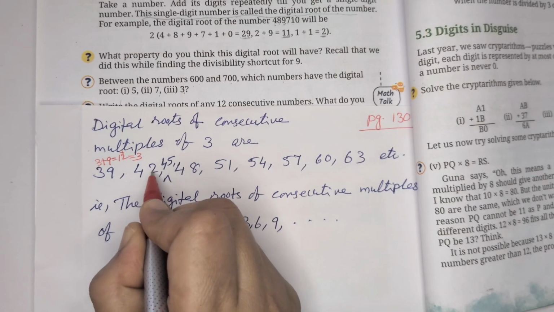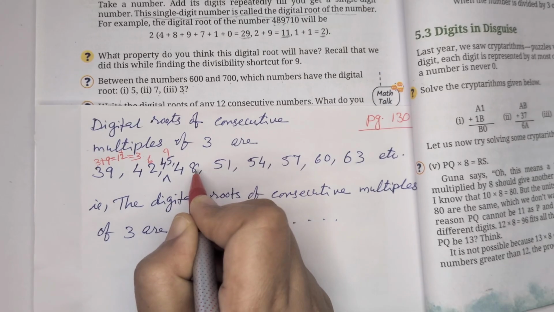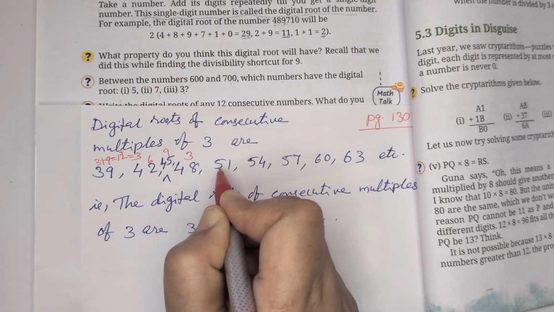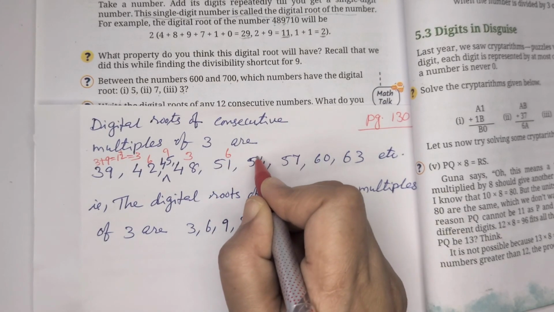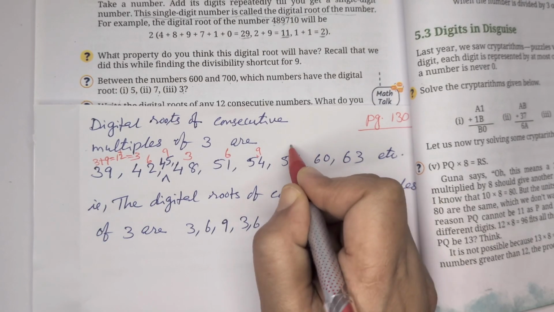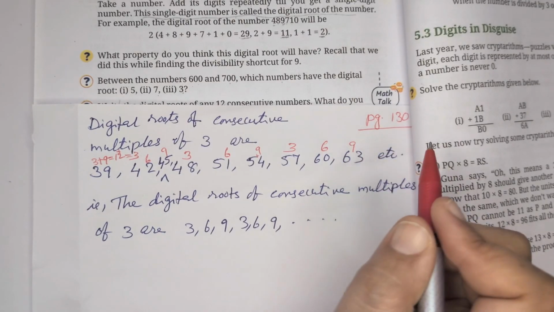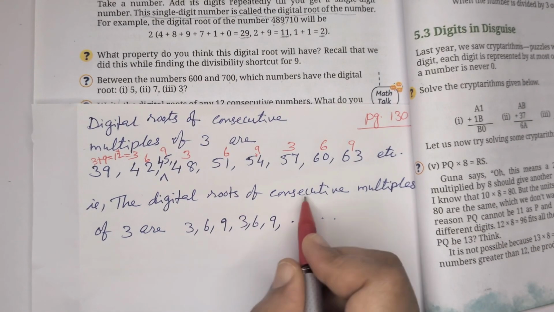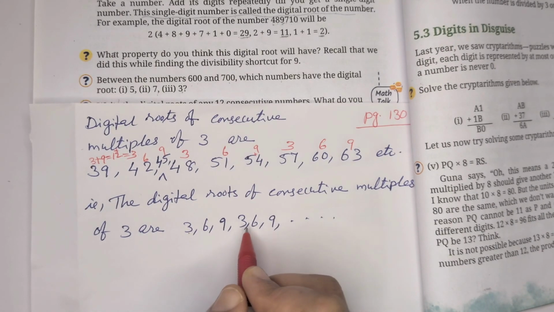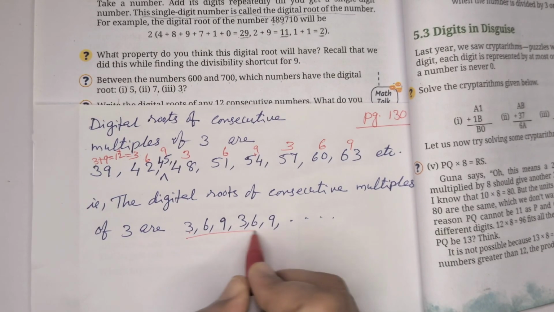Here 42, 4 plus 2, 6. Here 45, 9. 48, 12 it will come. Again when we are adding, that will come 3. Here 51, 5 plus 1, 6. 54, 5 plus 4, 9. 57, 5 plus 7, 12. Again when we are adding, 3, here 6, here 9, that way. So we can write the digital roots of consecutive multiples of 3 are 3, 6, 9, 3, 6, 9, again 3, 6, 9. It is repeating the same way.